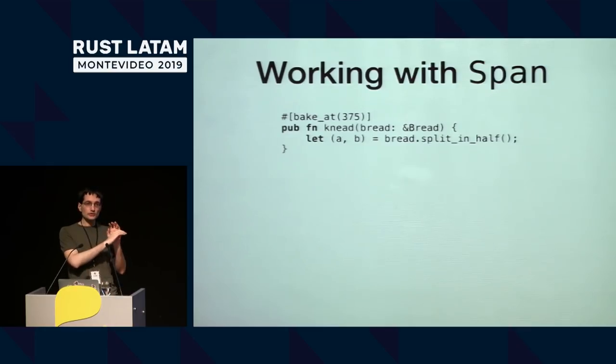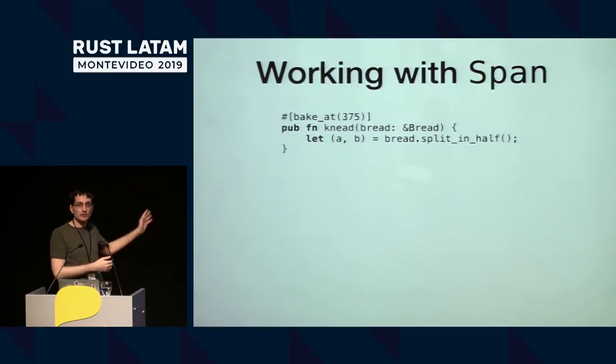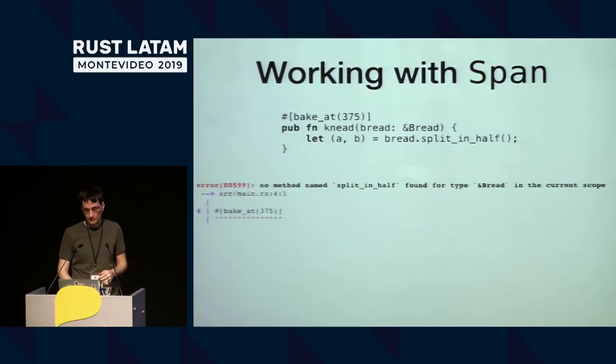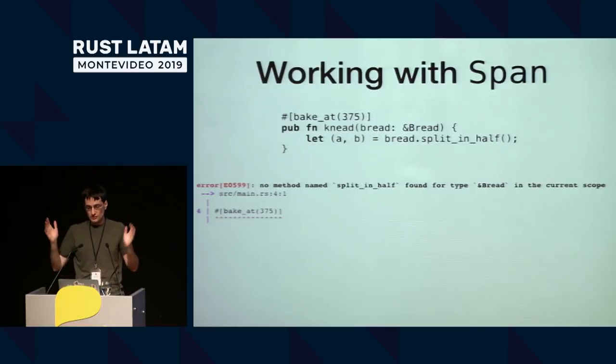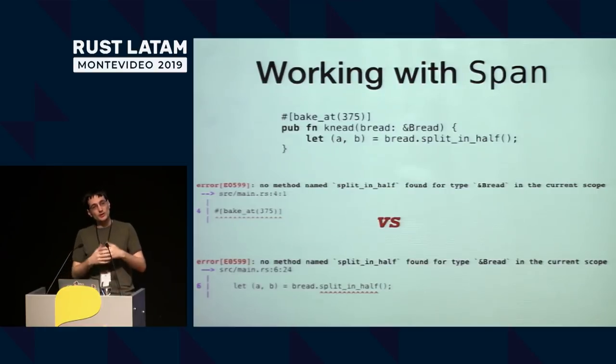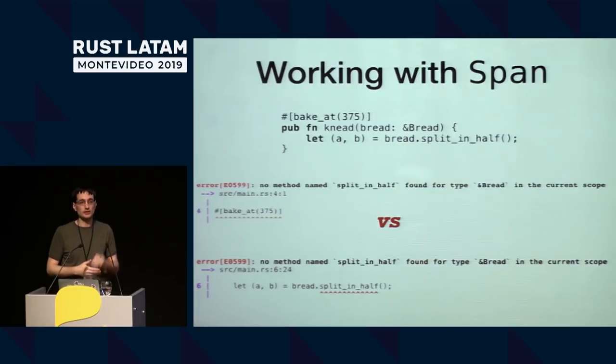And if you erase all span information, so if you take this input and this bakeat macro and just stringify everything and parse it back out, you're going to get a horrible error message that points to bakeat pound 375. It doesn't actually point to split out half, and it's very difficult to know where that is actually located in your code. Whereas if you correctly preserve the span information, then you get the normal compiler errors saying it's actually happening at this line, at this method call, and not at this exact location.